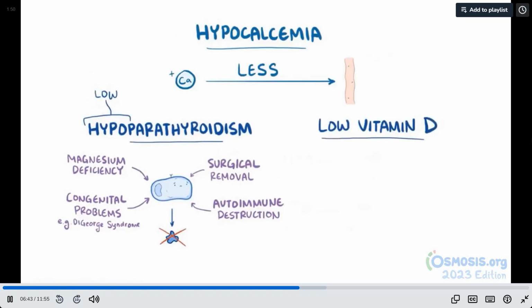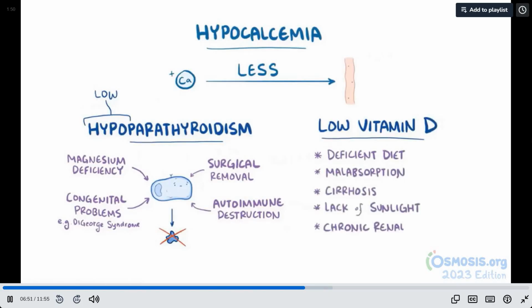Also, low levels of vitamin D can lead to hypocalcemia, and can be caused by a deficient diet, malabsorption, cirrhosis, a lack of sunlight, and chronic renal failure, just to name a few.